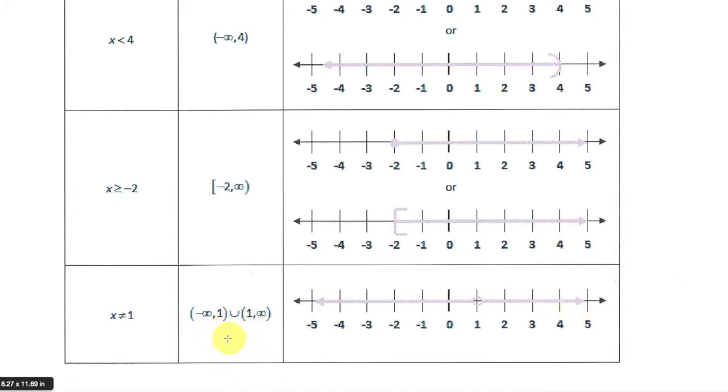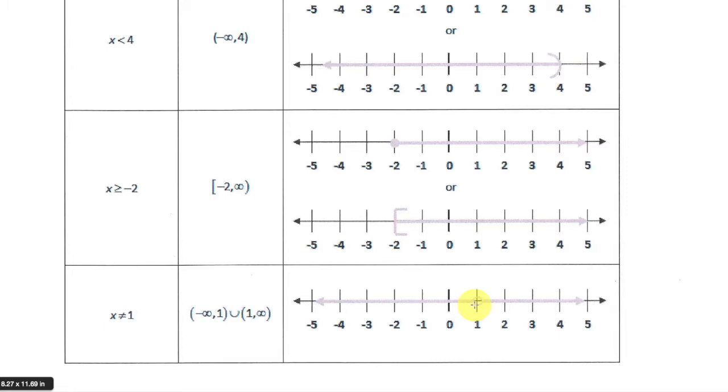But what does this notation mean? The big capital U just means union. So we've got this or this. Notice that we're excluding the 1.